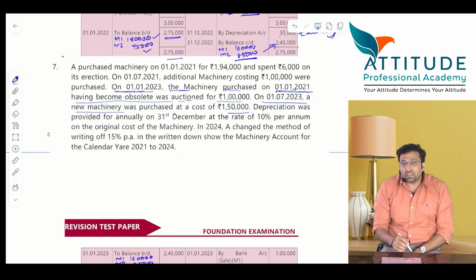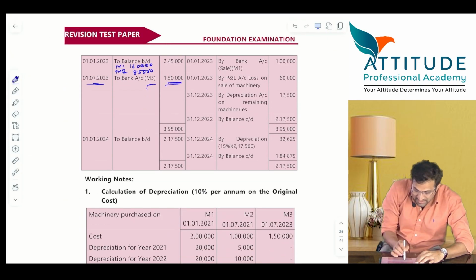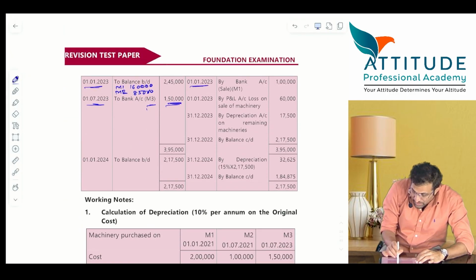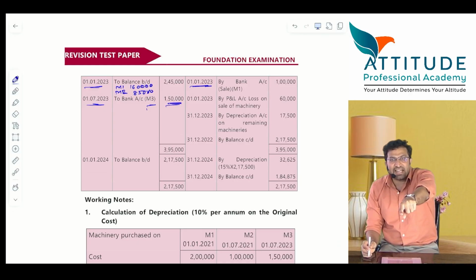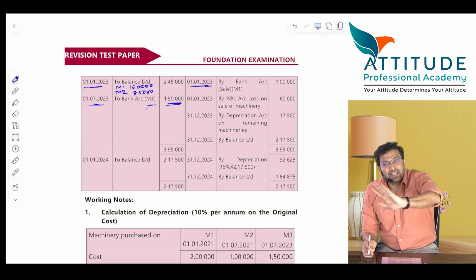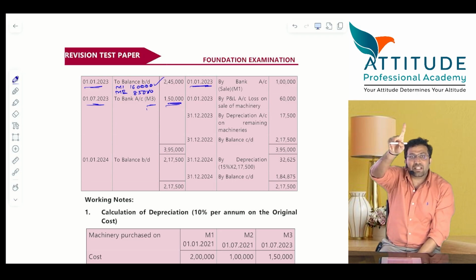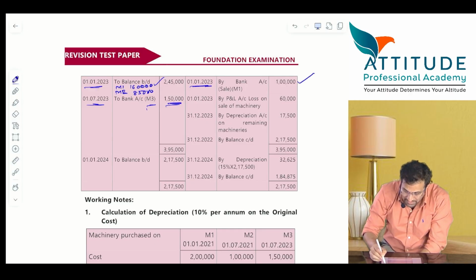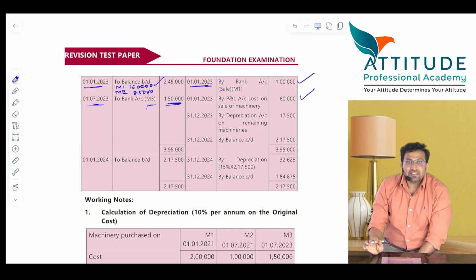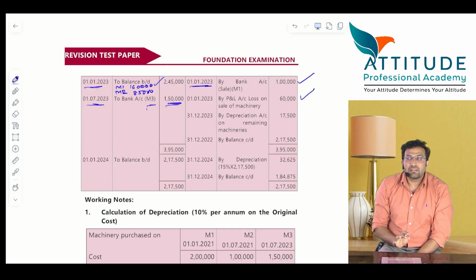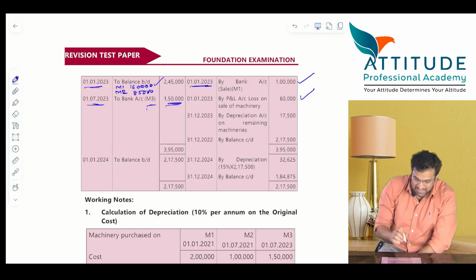Now tell me when it is sold? 2023 first day itself. First day itself it is sold. So if it is sold on the first day, उस ईयर का डेप्रिसिएशन नहीं आएगा. और उसका वैल्यू कितना है? 1,60,000. 1,60,000 sold for how much? 1 lakh. There's a loss of 60. So 1 lakh is the bank, loss is 60. अकाउंट किया? क्लियर?